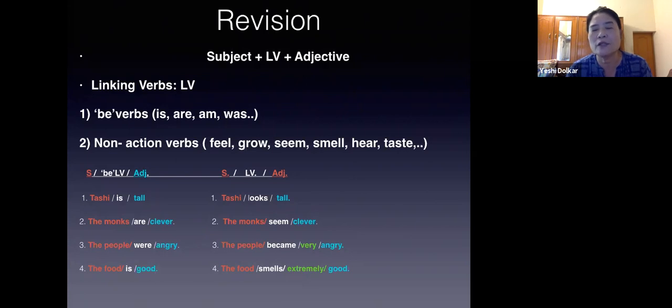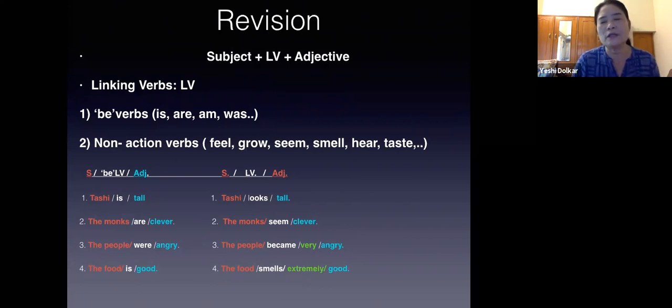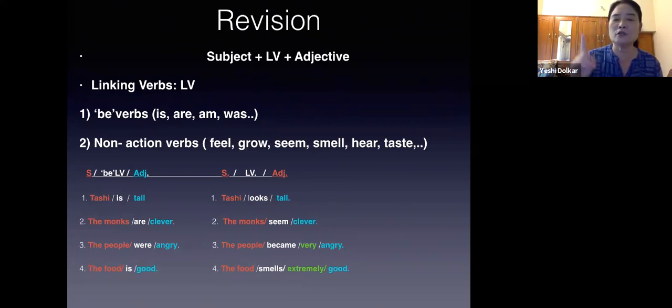For example, I feel cold. I can't do it. So this means the non-action verb. All right. He grew tall. Okay, so non-action. She seems good. She seems kind. This is the non-action verb.